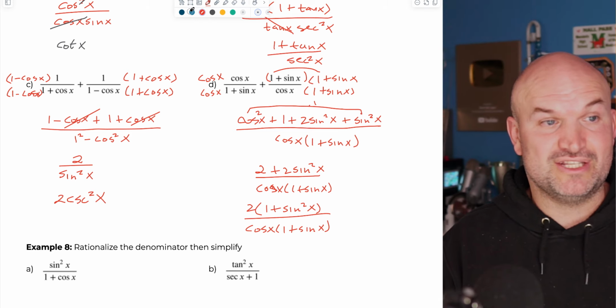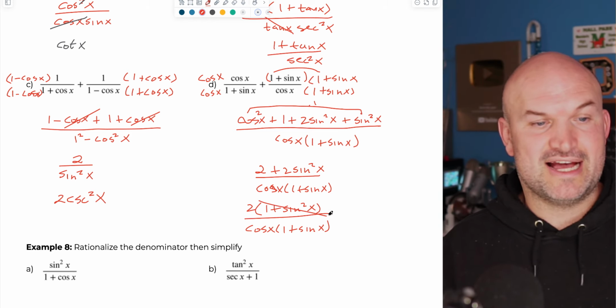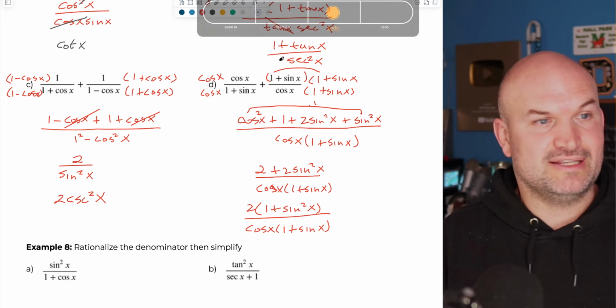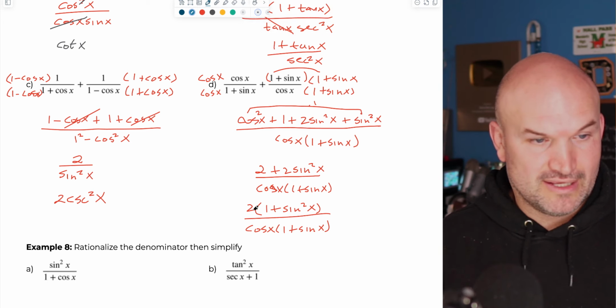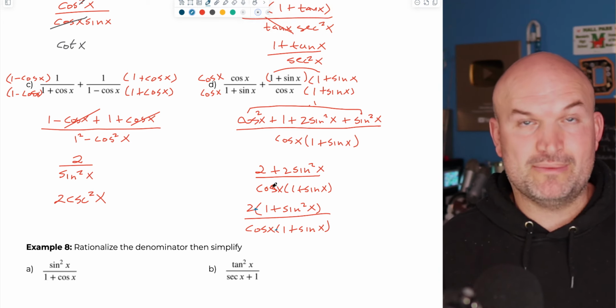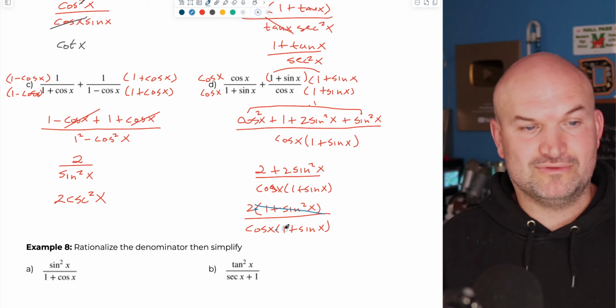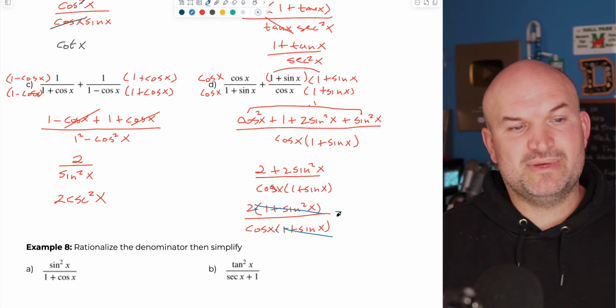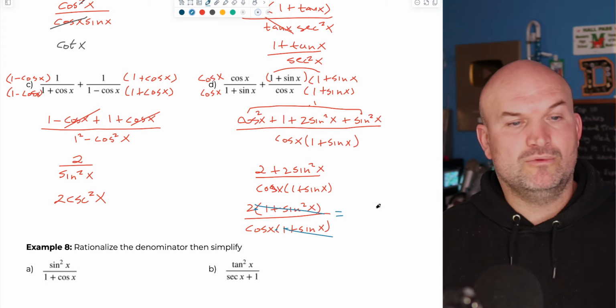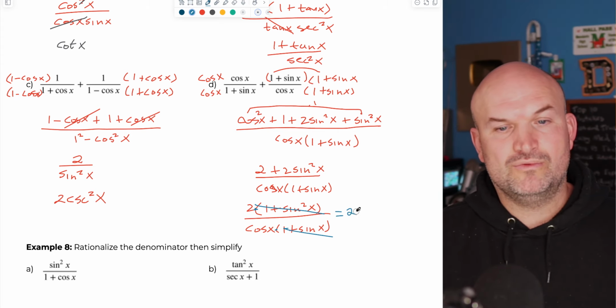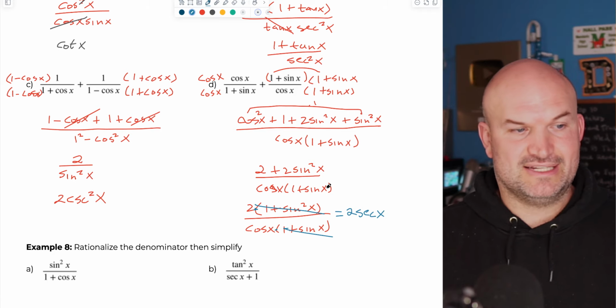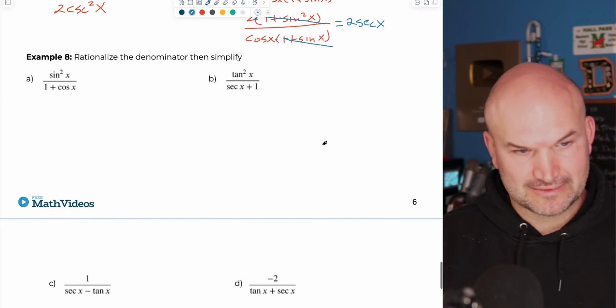So these expressions, since they are exactly the same, and since my terms here and here are separated by multiplication, I can divide these out. So I'm just going to be left with a 2 over cosine, which is simply going to be a 2 secant of x.